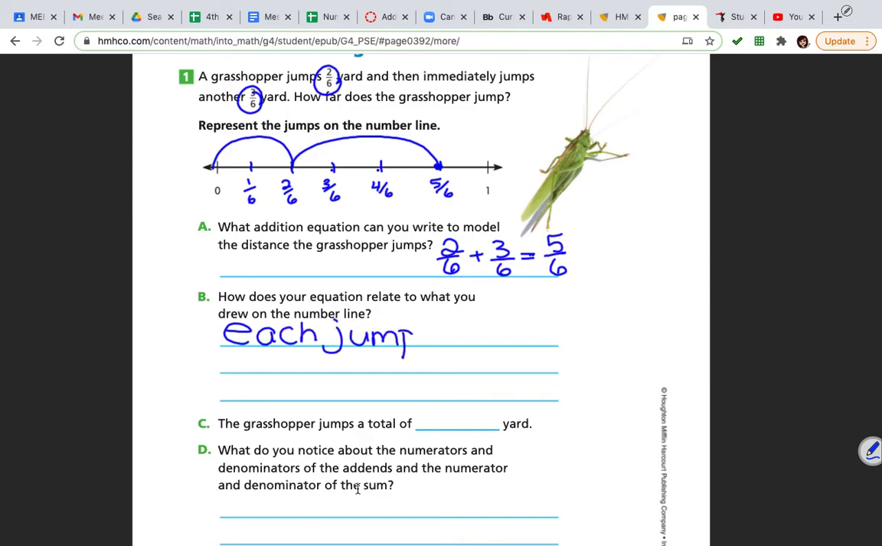Each jump represents an add-in. The fractions are 2/6 and 3/6. Those are my add-ins. So each jump represents an add-in, and the second jump is the sum.